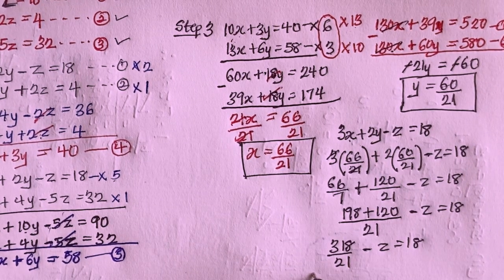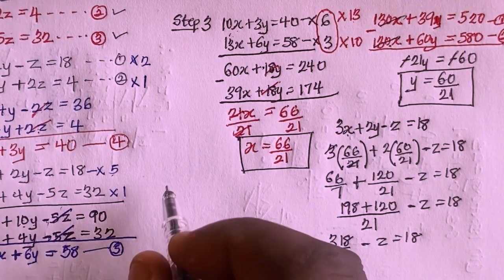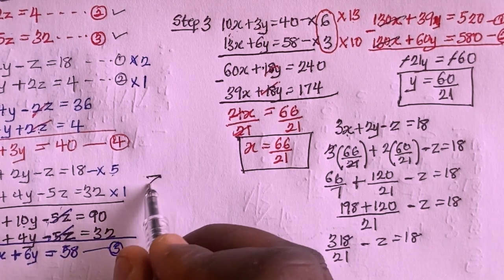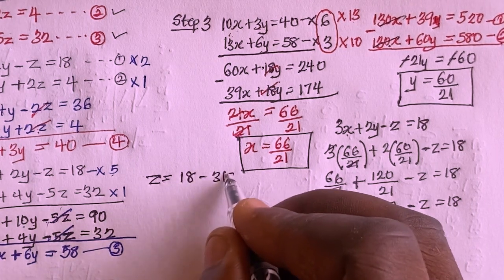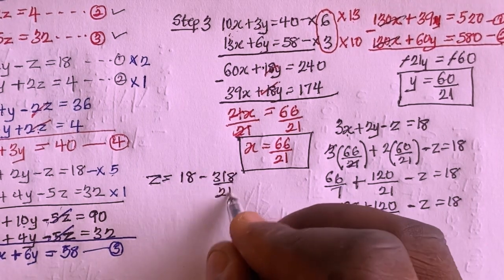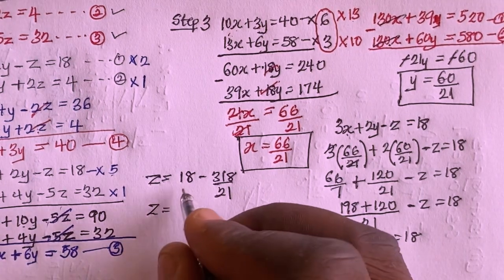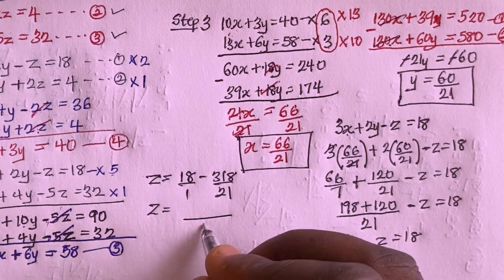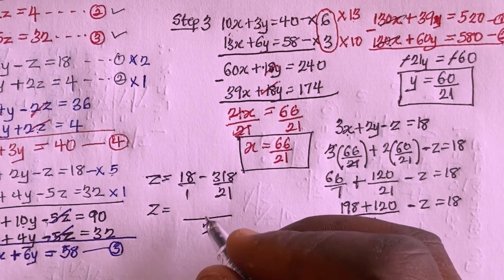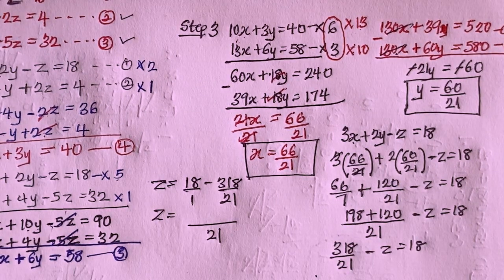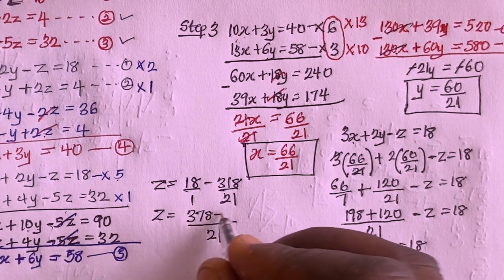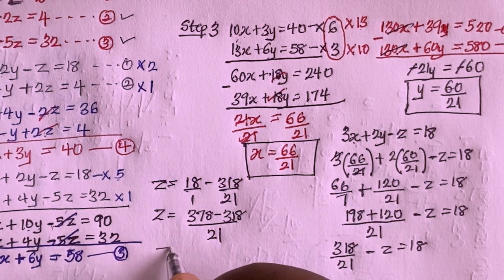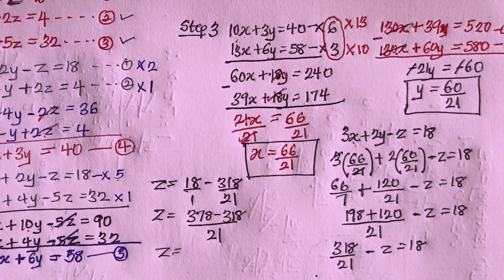18. So in this case, I'm going to have z to be equal to, that's actually 18 minus 318, right? Divided by what? 21 exactly. So my z is going to be what? Let me simplify the LCM again. The LCM is going to be, that's actually 21. So here I will have 21 multiplied by 18. That's actually 378, right? 378 then minus 318. So now I'm going to have z to be equal to 378 minus 318, which is actually 60, right?